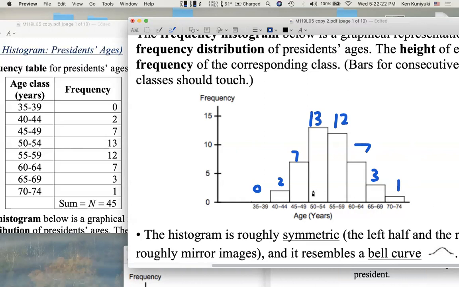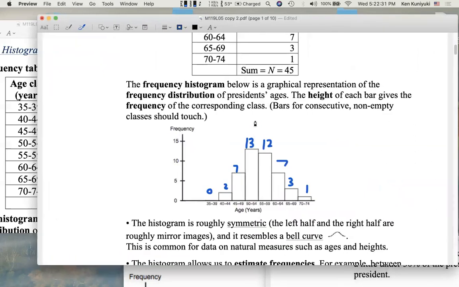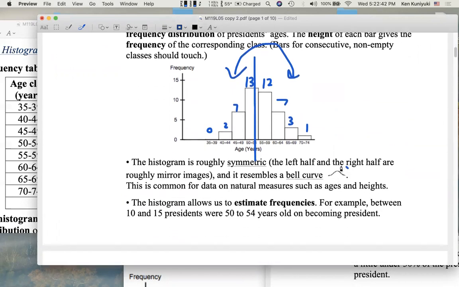Now, how could you describe the shape of this frequency histogram? Well, it's roughly symmetric, okay, about some midline, all right? It's roughly symmetric. The left half and the right half are almost mirror images of each other. And it kind of resembles a bell curve, which is one of the most famous kinds of shapes in statistics. A bell curve might correspond to a normal curve, for example. Now, these kinds of shapes, where it's peaked in the middle, symmetric, and kind of trailing off at both ends, these kinds of shapes are common for data on natural measures, such as ages or heights.